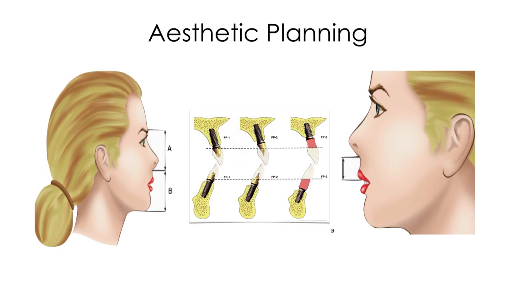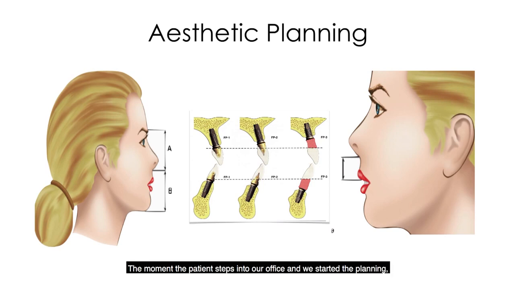The moment a patient steps into our office and we start the planning, we have to take into consideration the necessity of increasing the occlusal vertical dimension. This will give us the crown height space which we have to dispose of in order to reestablish the crown of the restoration. And we can make this classification in FP1, FP2, FP3, depending on the crown height space.